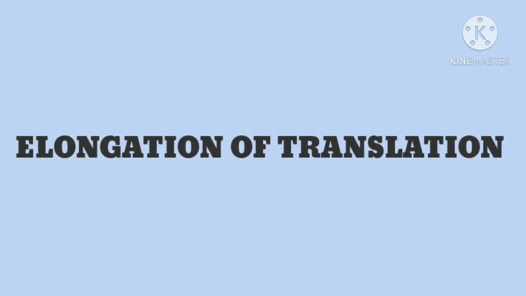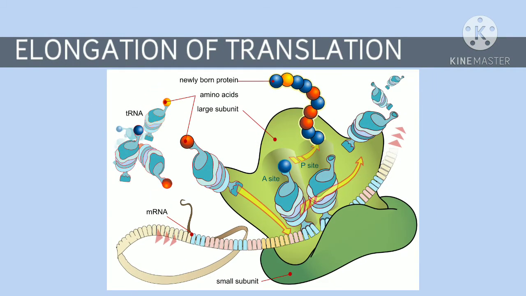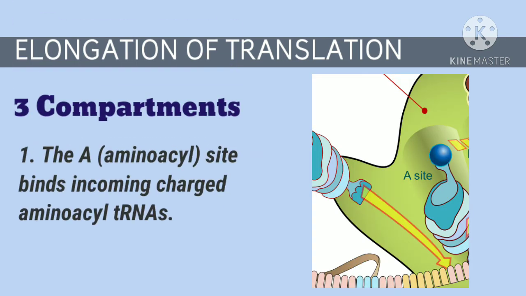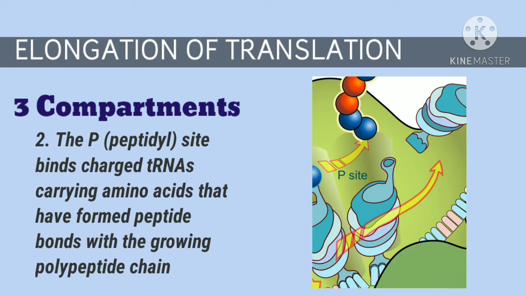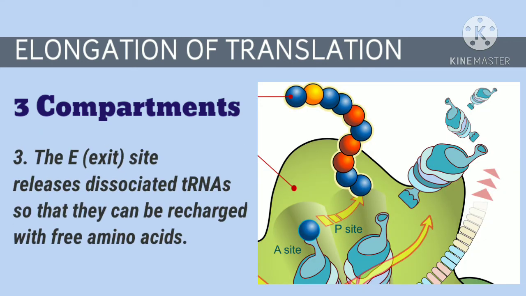Elongation of translation. The 50S ribosomal subunit of E. coli consists of three compartments. The A site binds incoming charged aminoacyl tRNAs. The P site binds charged tRNAs carrying amino acids that have formed peptide bonds with the growing polypeptide chain but have not yet dissociated from their corresponding tRNA. The E site releases dissociated tRNAs so that they can be recharged with free amino acids.